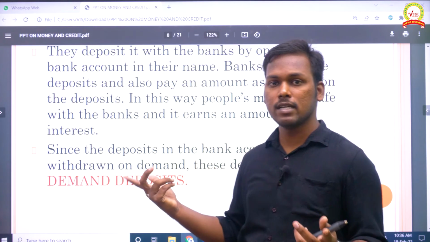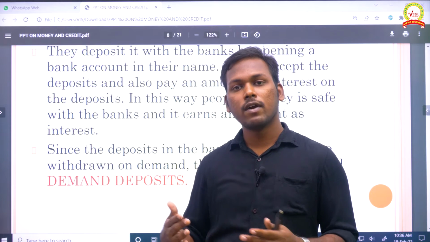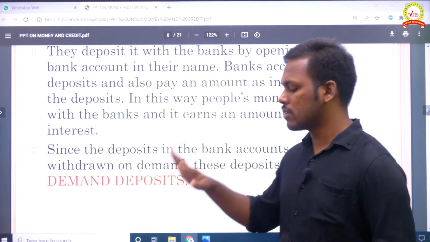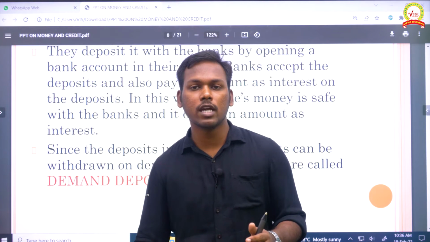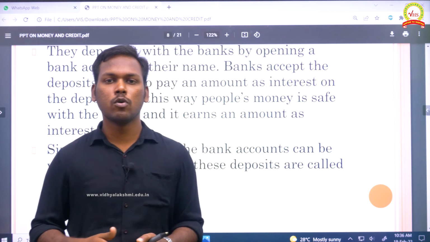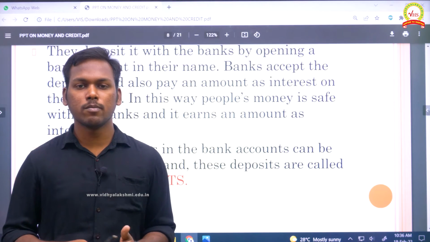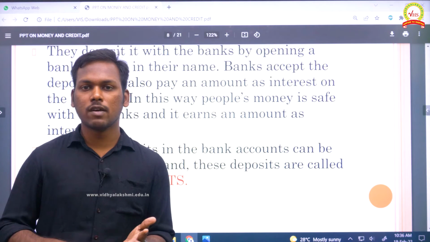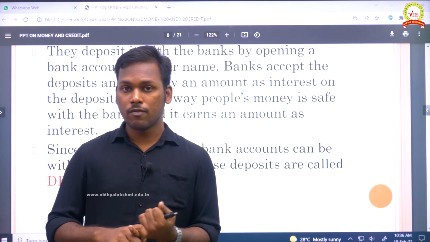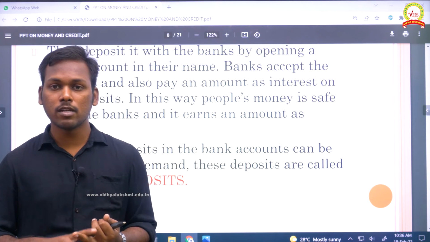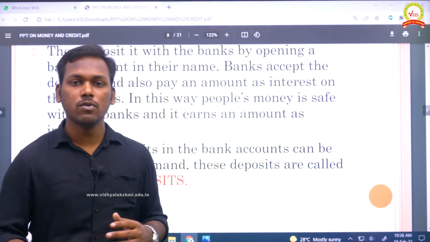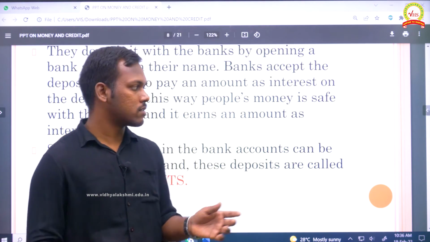Of course, our money is safe, but at the same time we are getting interest too, and it earns an amount as interest. If you keep that amount with you, you are not going to gain anything. Depositing your money in the bank ensures your safety, number one. Number two, it gives you some amount as interest.